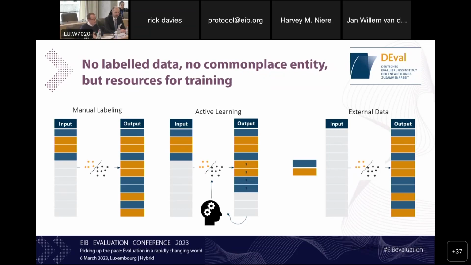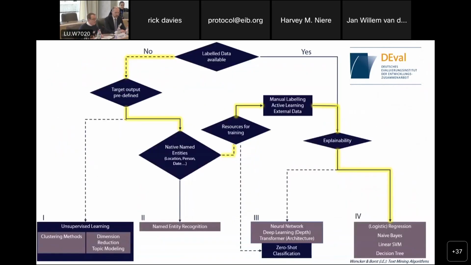And a third approach is to find some type of external data that is similar enough to the issue at hand, and use that to generate training data. Okay, I think I will skip that one and just briefly talk about explainability.